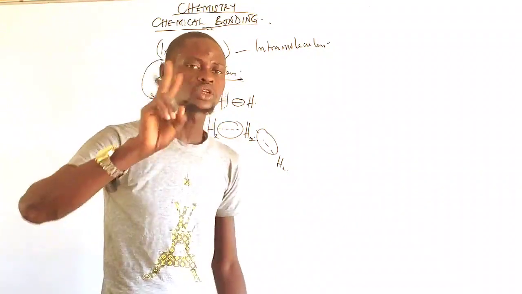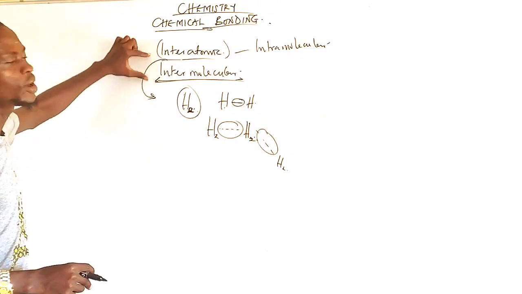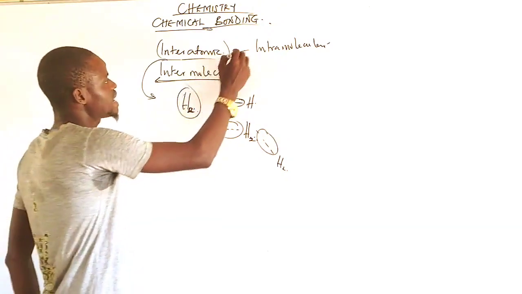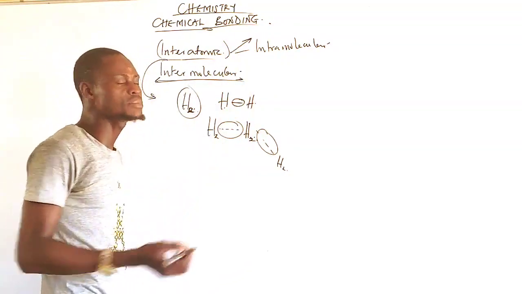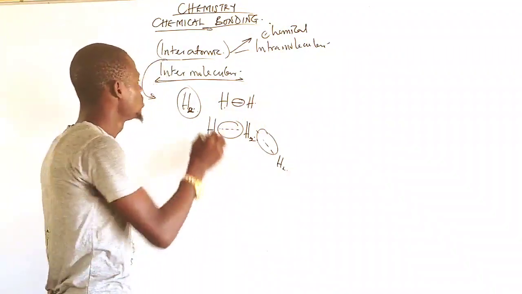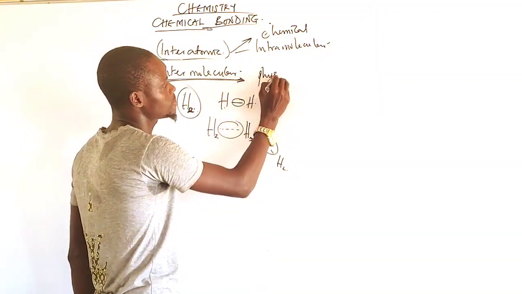The second point I want you to know is that these two types of bonding determine the properties of the substance. Now, the interatomic bonding is used to determine the chemical property of the substance, while the intermolecular bonding is used to determine the physical property of the substance.